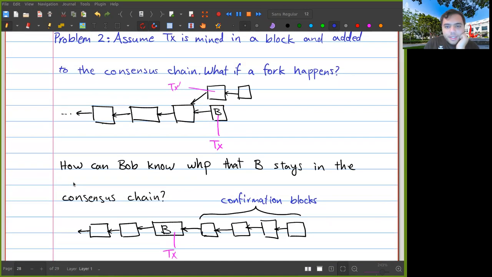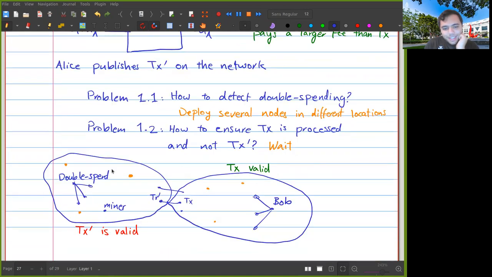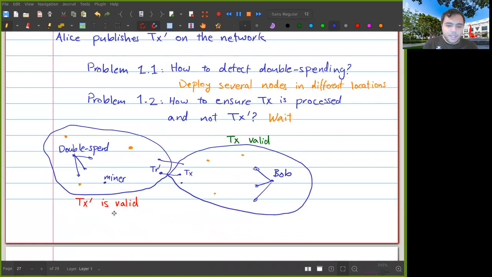Well, not necessarily. Again, this thing can happen. It can happen that some portion of the network thinks that TX is valid and some other portion thinks that TX prime is valid. And then it really depends on the point of view of the miners. So you might have a miner that prefers to think TX is valid and include it in their block. And you might have another miner that prefers TX prime.